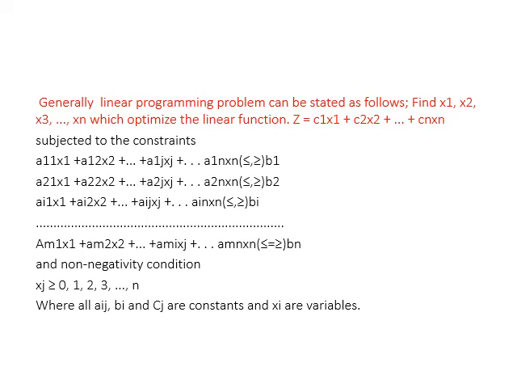In case of minimization, C1, C2 and Cn express the cost of one unit of product x1, x2, xn. In particular, in case of minimization, C1 stands for the cost of one unit of x1, C2 stands for the cost of one unit of x2, up to Cn stands for the cost of one unit of xn. This is what we have about the objective function.